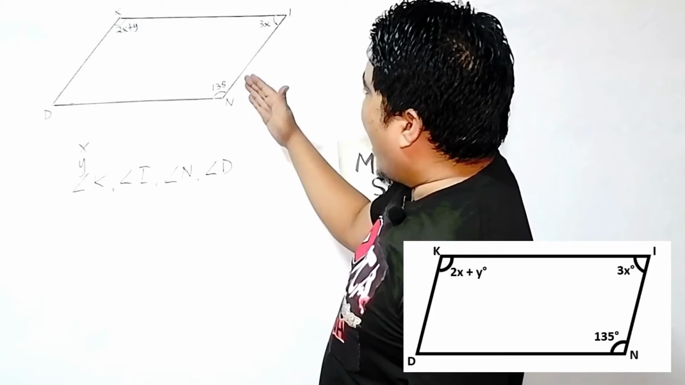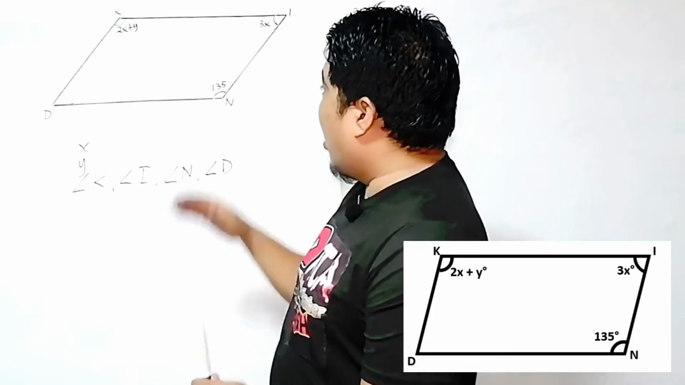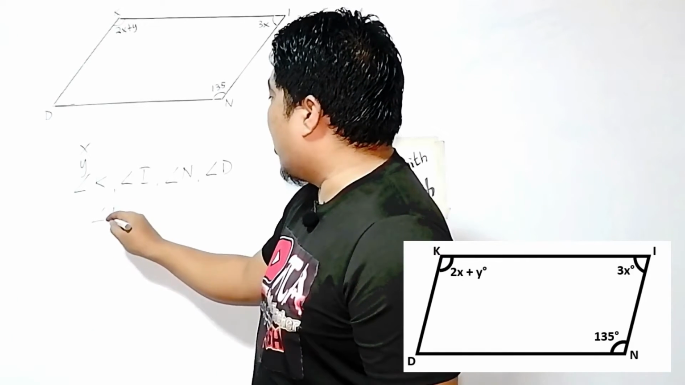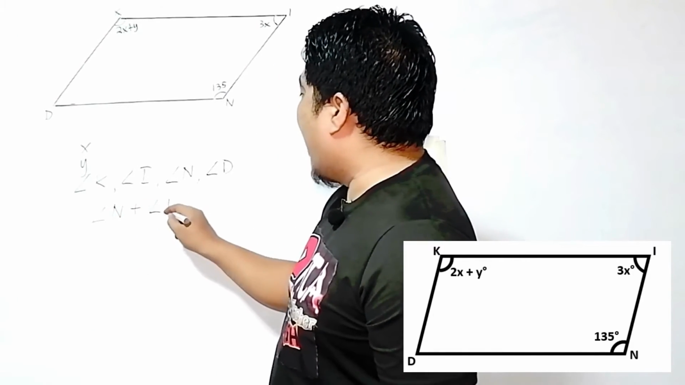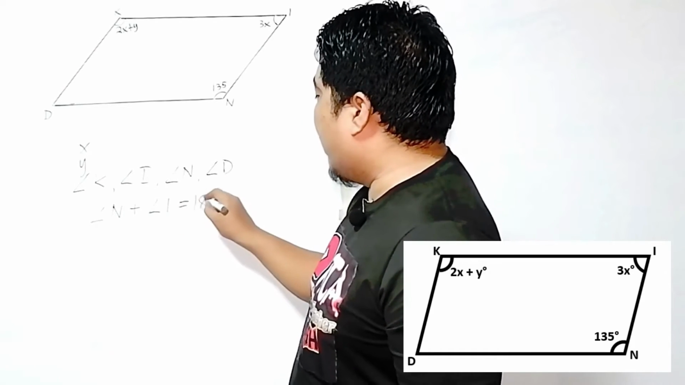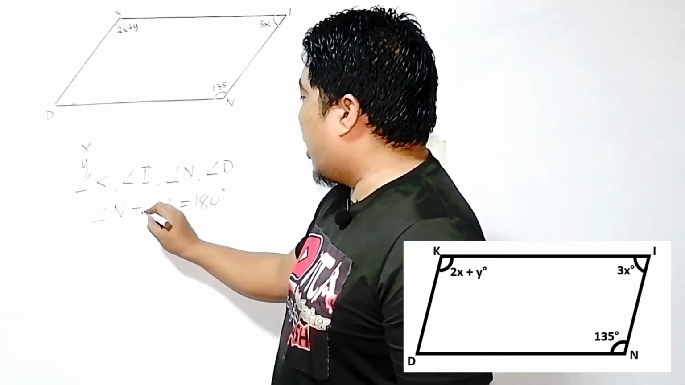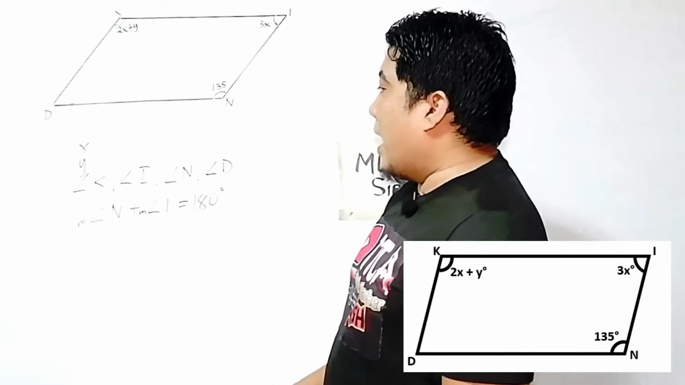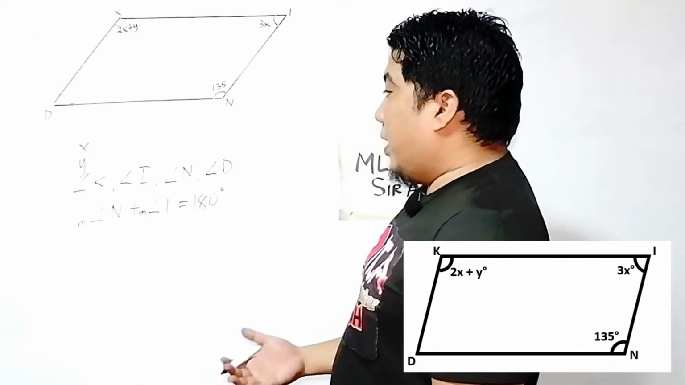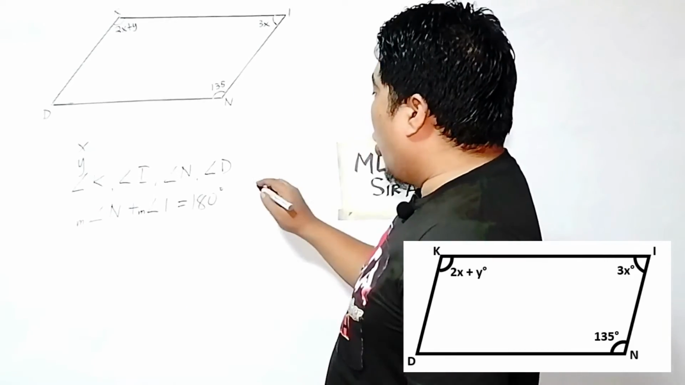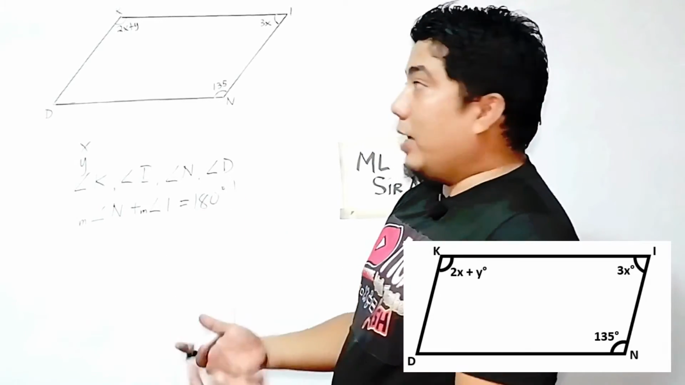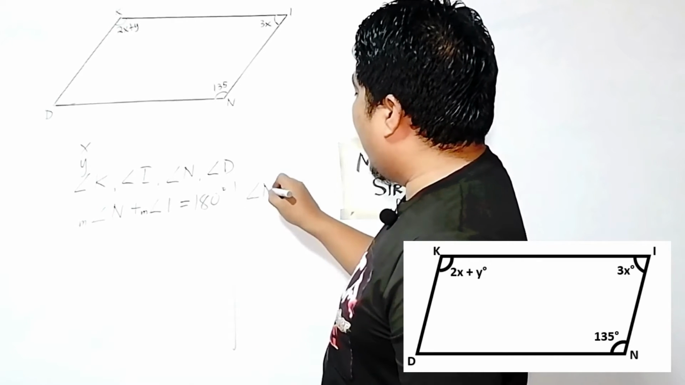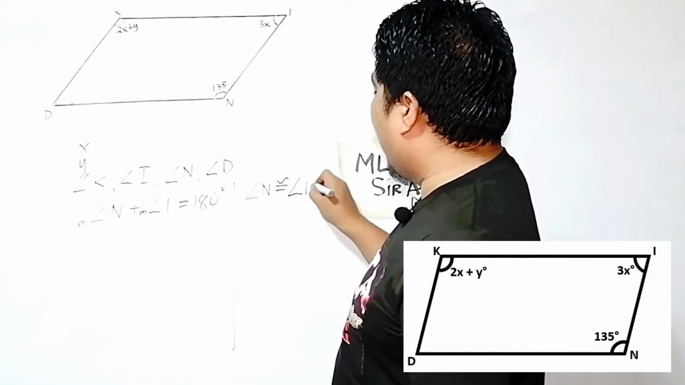Now, as we can see, angle N and angle I are consecutive angles. So, therefore, they are supplementary. So, if we add angle N plus angle I, the equal of that one is 180 degrees. So, we will be talking about the measurement of angle N and angle I. Okay. Now, by applying the property number 3, opposite angles are congruent, we have also the idea that angle N and angle K are equal. So, angle N is congruent to angle K.